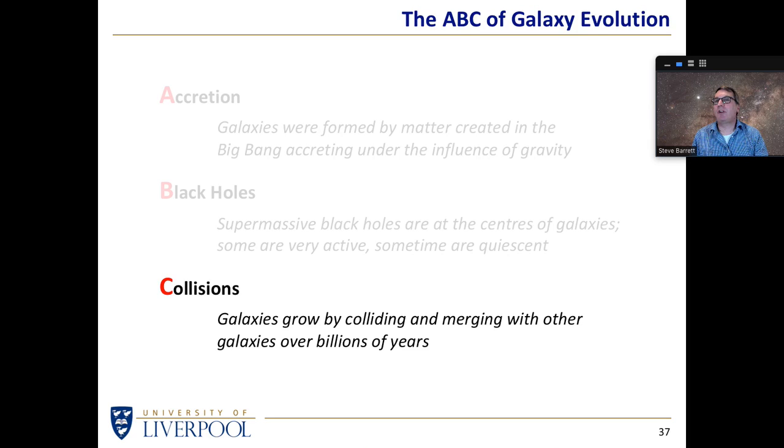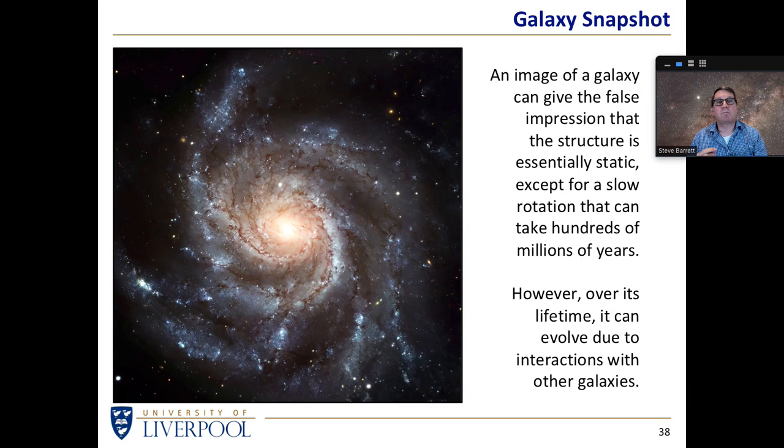What about the third element of the ABC of galaxy evolution? C is for collisions, because galaxies grow by colliding and merging. They form in the first place by accretion from the hydrogen that existed in the early universe, but they grow by collisions and by mergers with other galaxies.